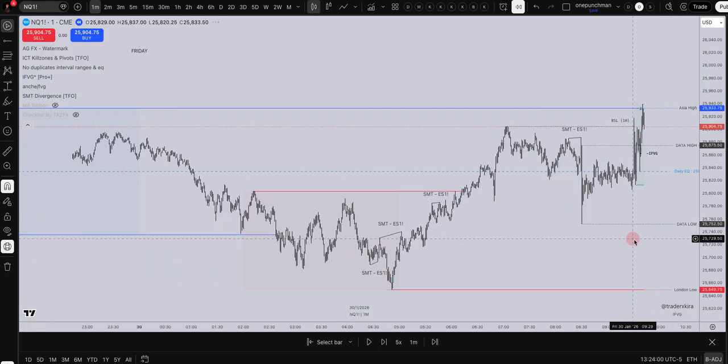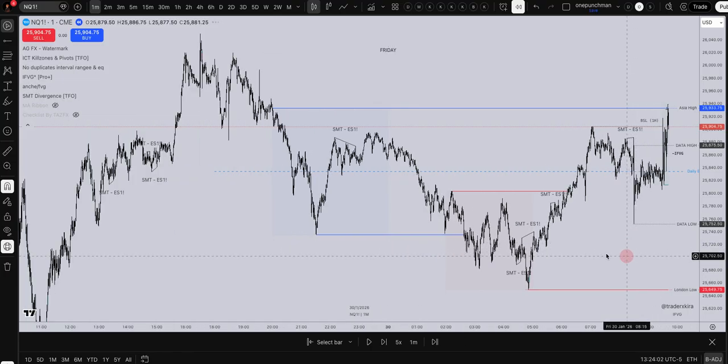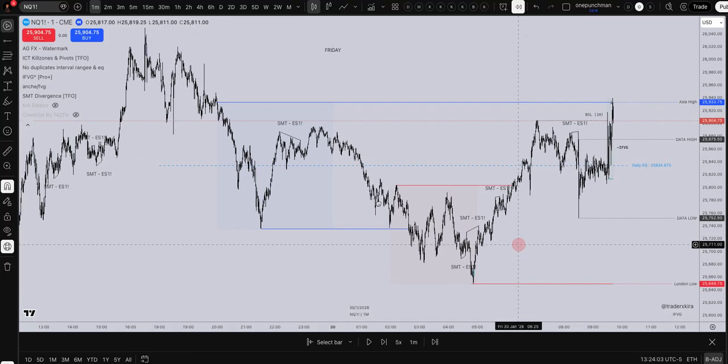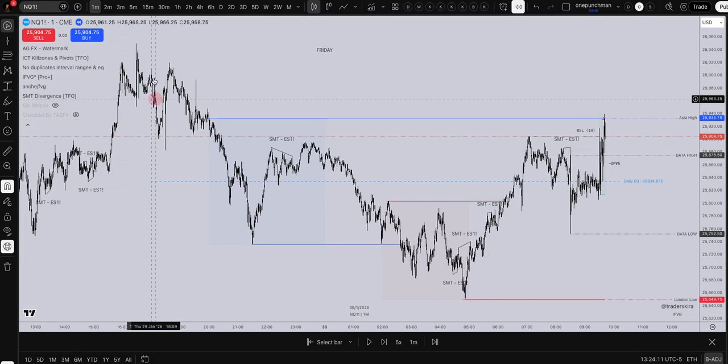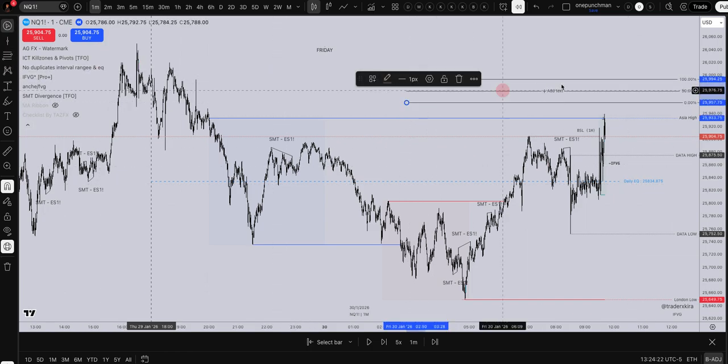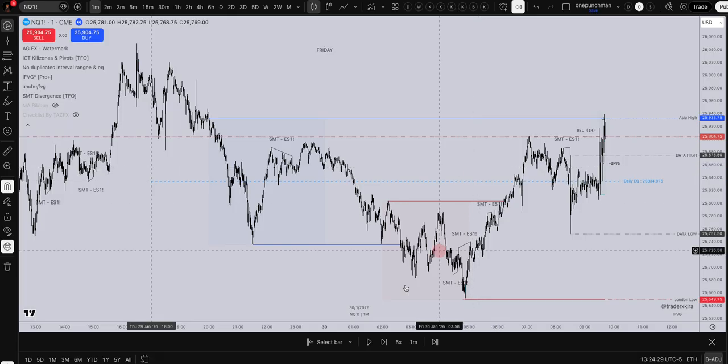You're basically just taking the high and the low of the day. The day starts at 6 p.m. Eastern time. So that's about right here. Okay? And all you're doing is just taking the high and the low, and you're using Fibonacci, and it gives you the daily EQ. So if I pull up Fibonacci, just to show you my levels, you just want to have the 0, 50%, and 100% levels activated.